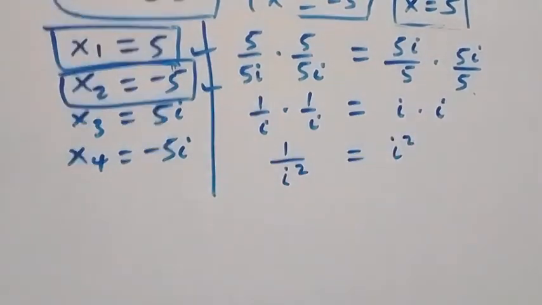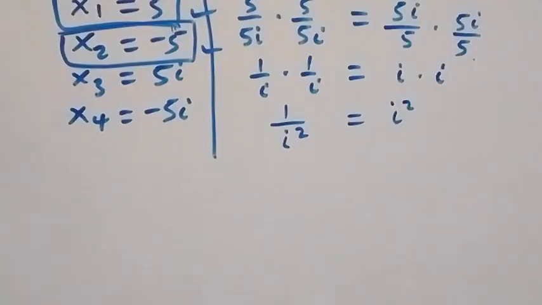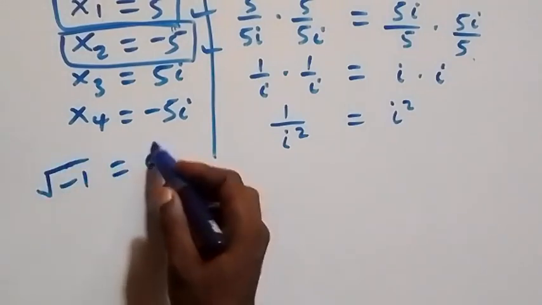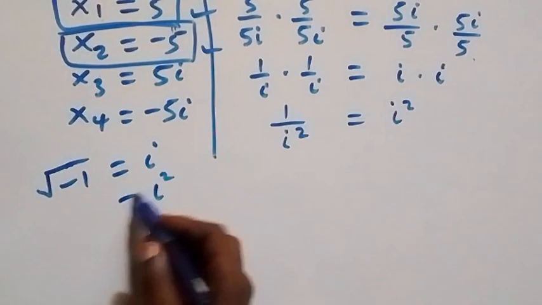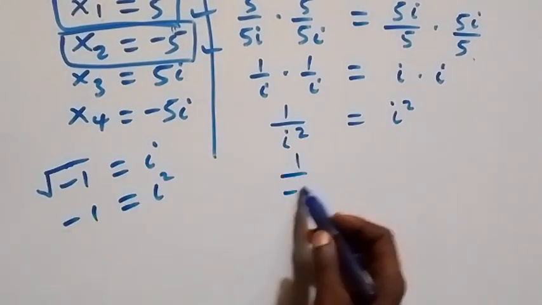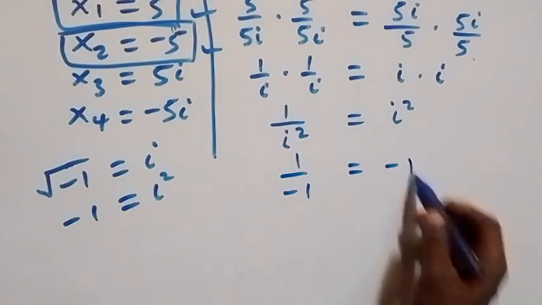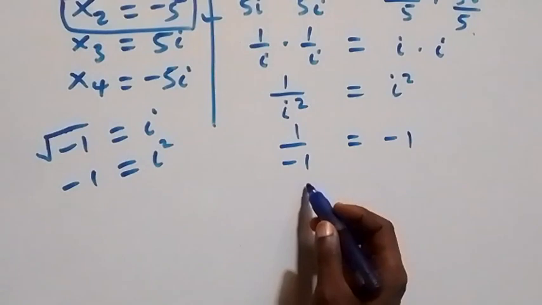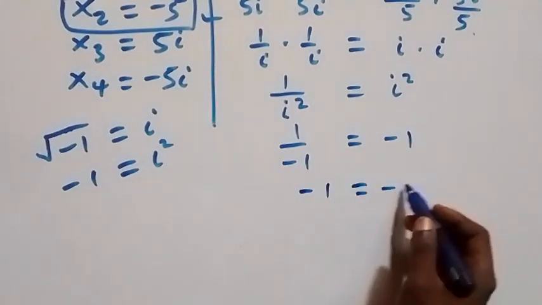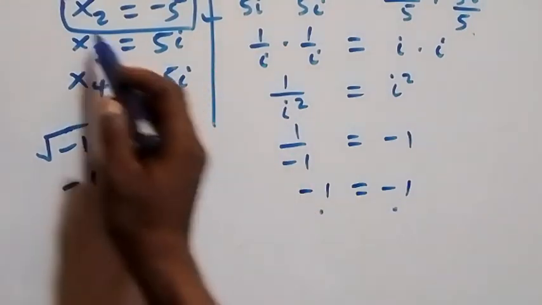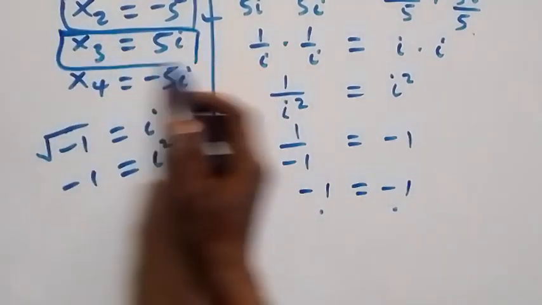And since root minus 1 is equal to i, it means i squared, when we square both sides, will be equal to minus 1. So i squared here is minus 1. So 1 over minus 1 is equal to minus 1. Of course, 1 over minus 1 is minus 1, which is equal to minus 1. Left hand side equals the right hand side. So x equals 5i satisfies the given problem.